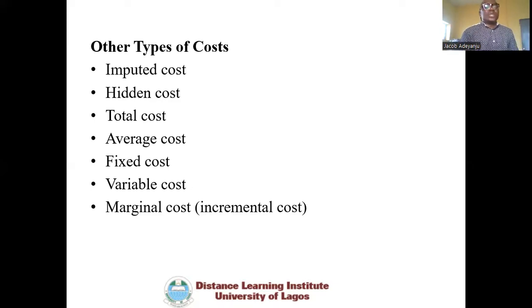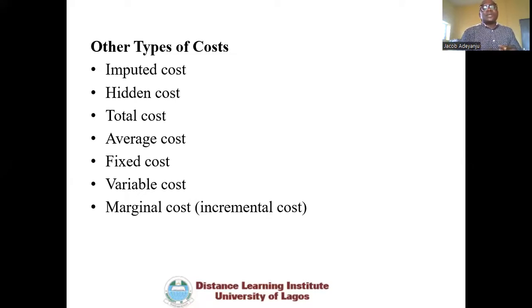Someone may decide to put a small shop in front of his house. He may forget that he needs to earmark some amount of money as rent for that shop. In that case, that money that's supposed to serve as rent is what we call imputed costs. On many occasions, this type of cost is usually not captured by the accounting document of the organization or the institution.